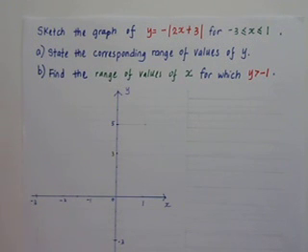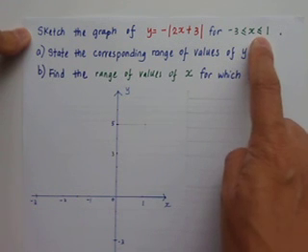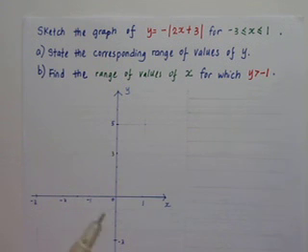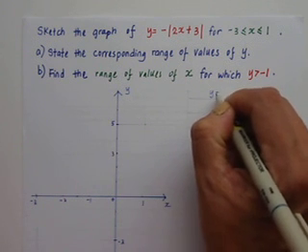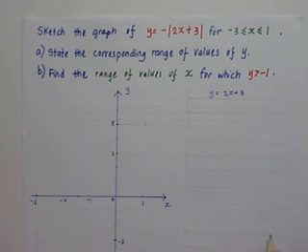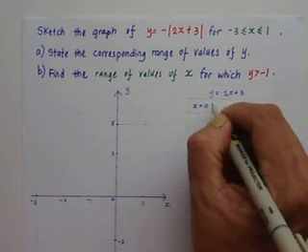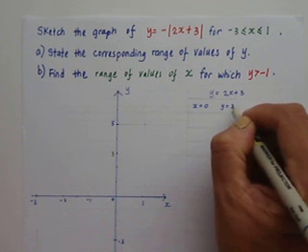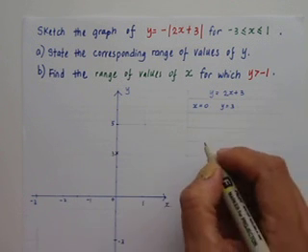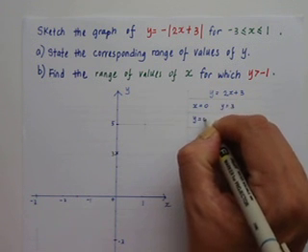Let's look at another example. Sketch the graph of y equals negative modulus of 2x plus 3 for a given range of values of x. So we start off by drawing the line y equals 2x plus 3. We will first consider the intersection with the y-axis. When x is 0, y is 3.